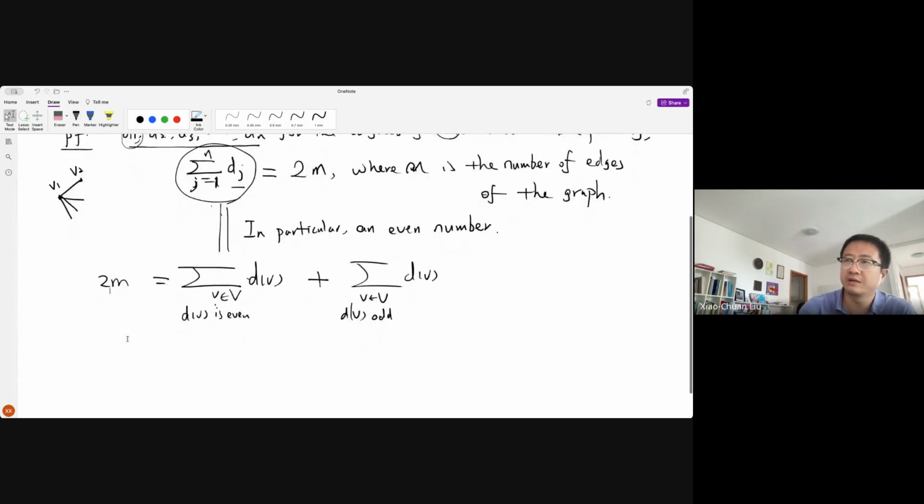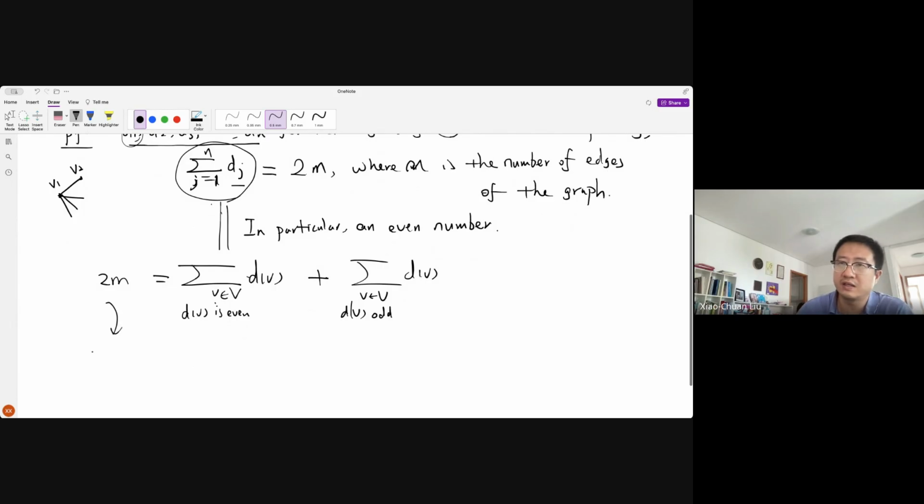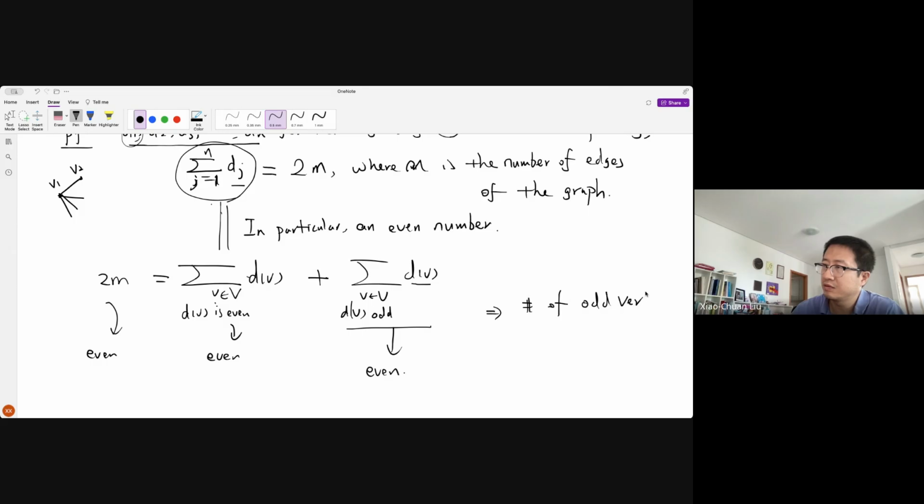So in particular, as we already proved, this is an even number. And this is clearly an even number because it's a sum of even numbers. So it leaves this sum, the total sum, again an even number. Okay? But we are summing all the odd numbers. So it means that the total number of vertices in this group is even.